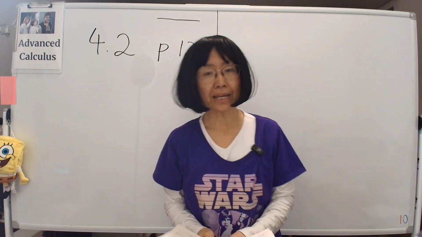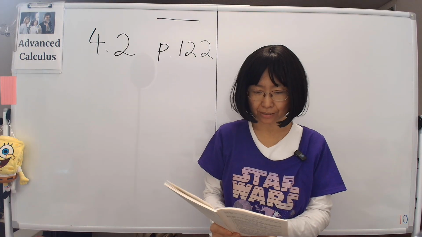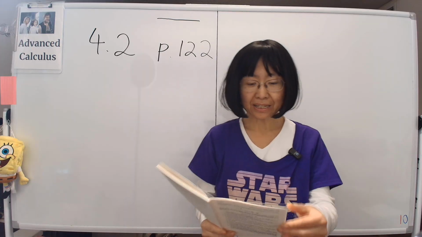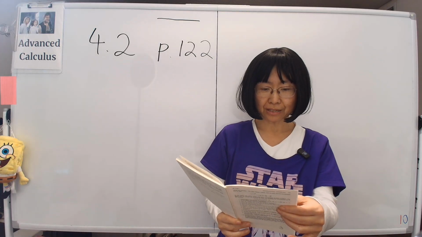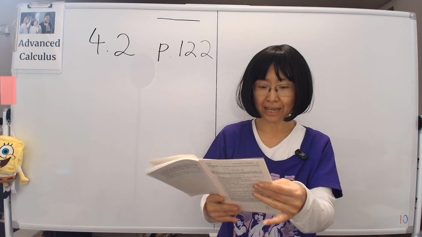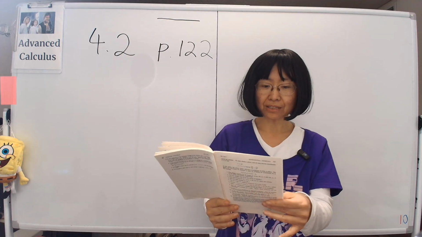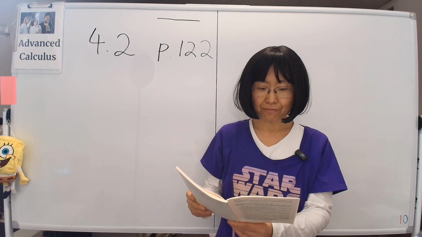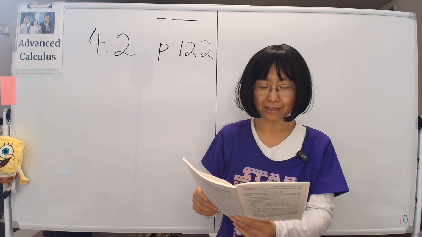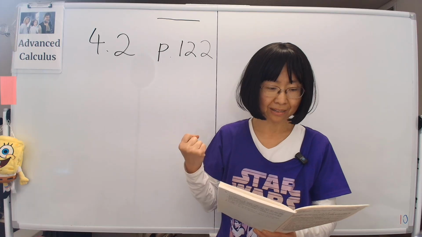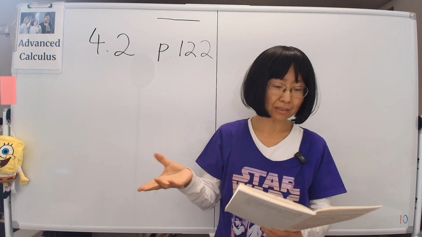So let's look at page 122, section 2 of, well, whatever. The point is we're doing 4.2, and please read the introductory paragraph on top yourself, okay? And I'll go straight to definition 1. A function has an absolute maximum in a region if it is the biggest value in the entire region. Okay, that's why it's called absolute.